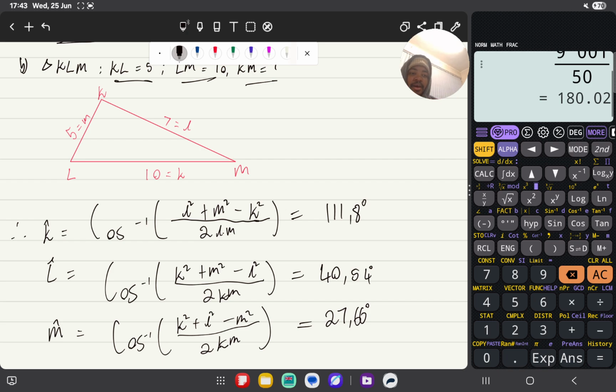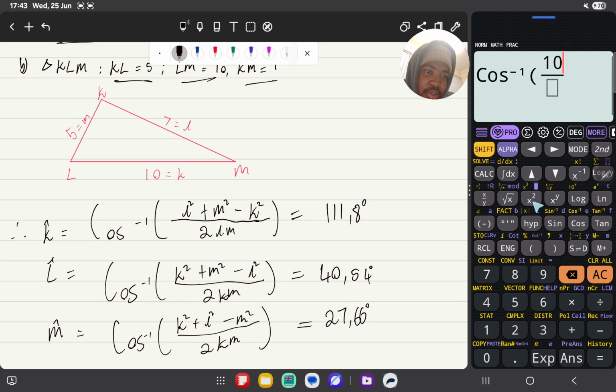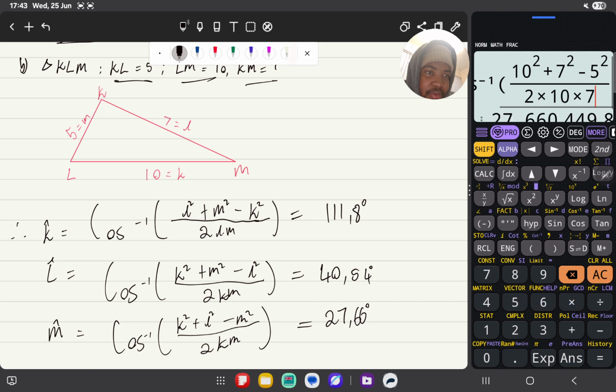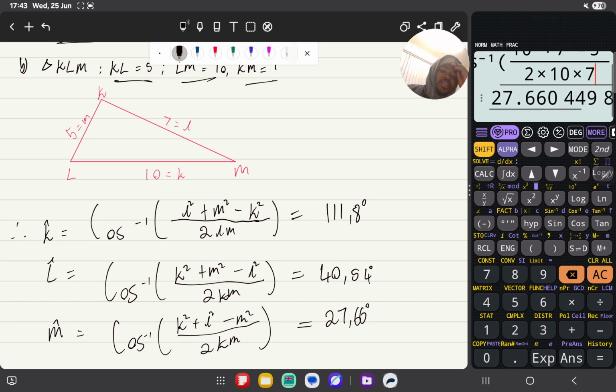Yeah. Wait. I just want to see, like, for 27, if I might have done something wrong there. I just want to see. So 10 squared plus 7 squared. Cool. 2 times 10 times 7. Yeah, no, the rounding off is fine.